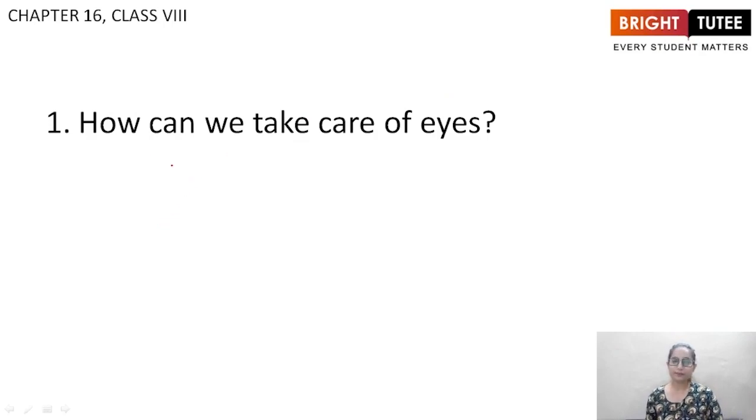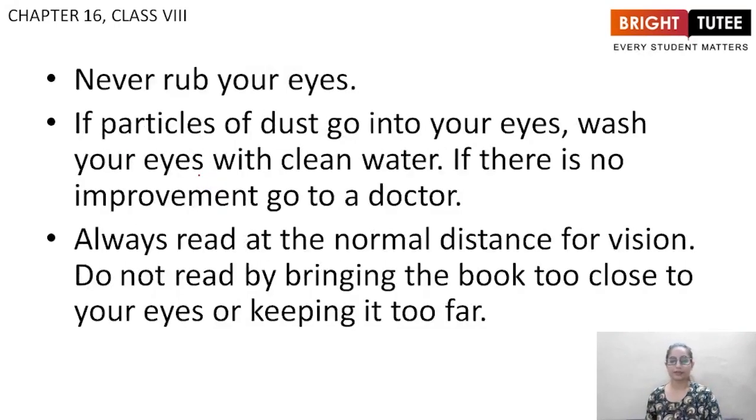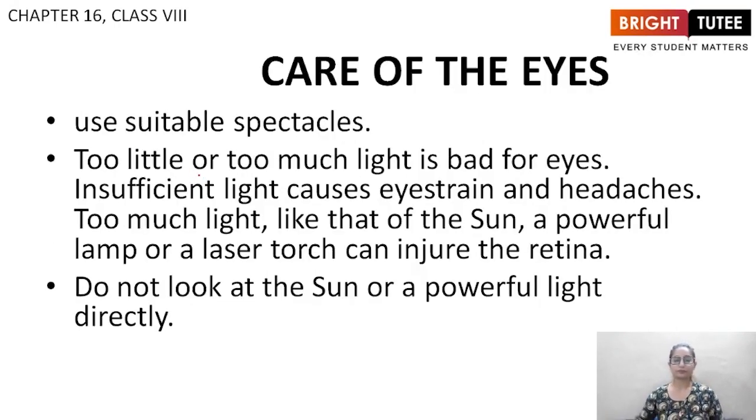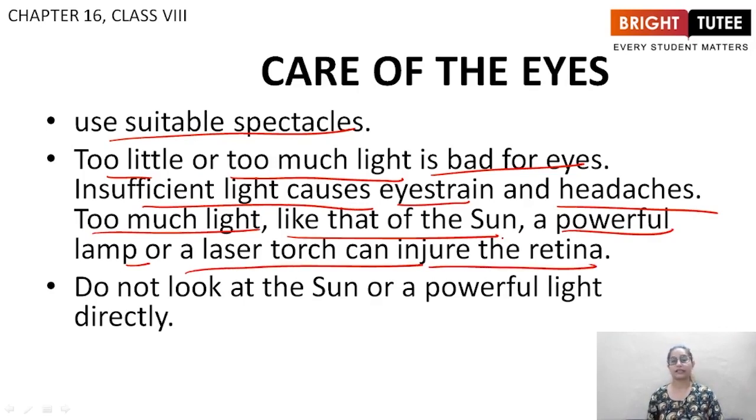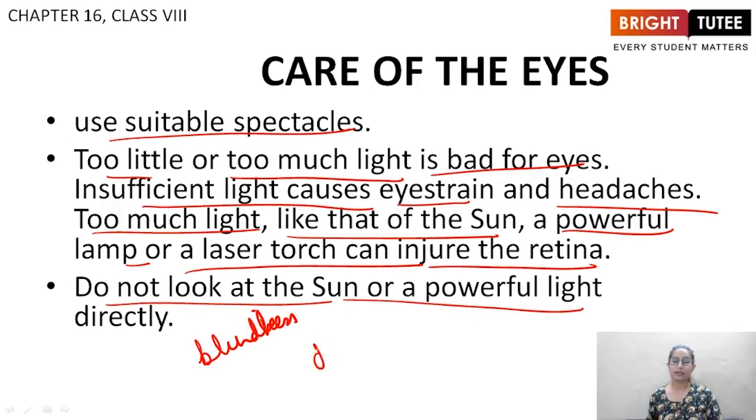So the first question is, how can we take care of our eyes? So, to take care, what should we do? We should use suitable spectacles. Too little or too much light is bad for eyes. Insufficient light causes eye strain and headaches. Too much light like that of the sun, a powerful lamp or a laser torch can injure the retina. So do not look at the sun or a powerful light directly. It can also lead to blindness or damaged eyes.